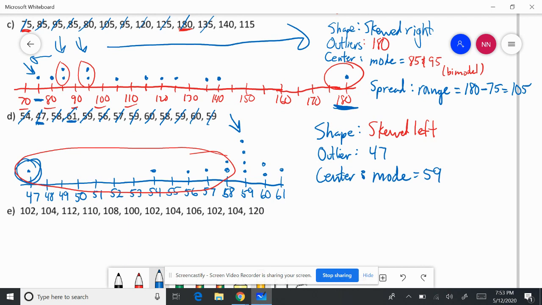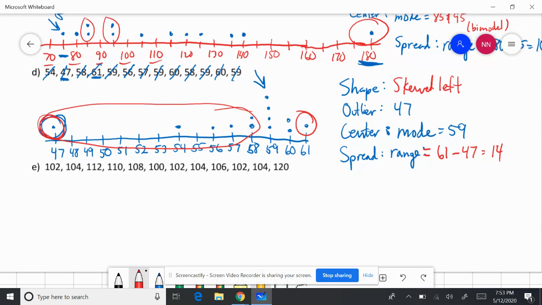Last one we're going to do is the spread. And the spread, we're focusing on the range. And remember, the range is our maximum value minus our minimum. In this case, our maximum is 61, and our minimum is 47. So our range is going to be 61 minus 47. And that gives us 14. And that's how we describe our distribution.